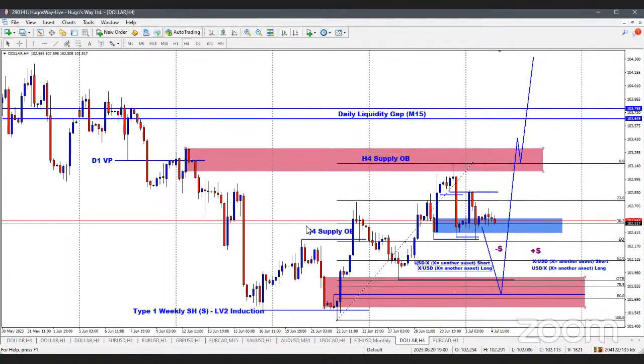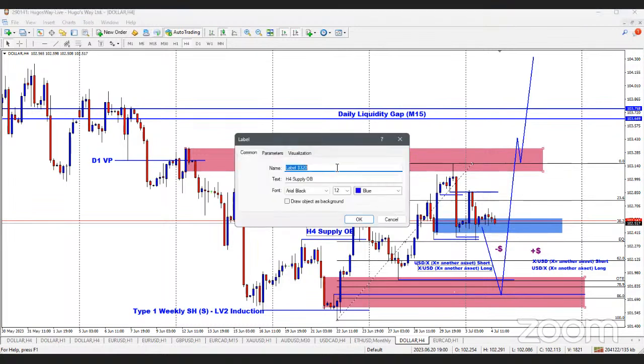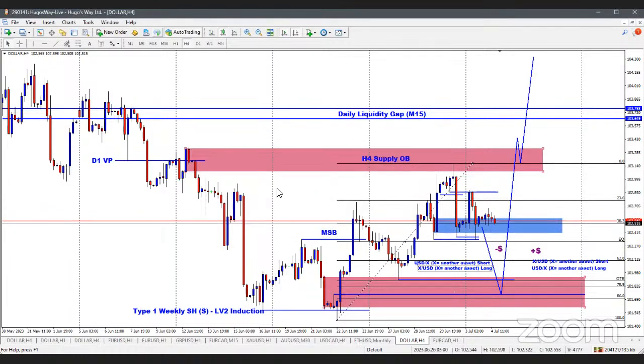So I will put this in. Now, for those of you who are not familiar with my writing, market structure break is what I use. All right. But you can use BOS if you want. I think that's the more popular one that people do use, which is well understood. All right. So now that the price is in this stage, what does this mean for the dollar?